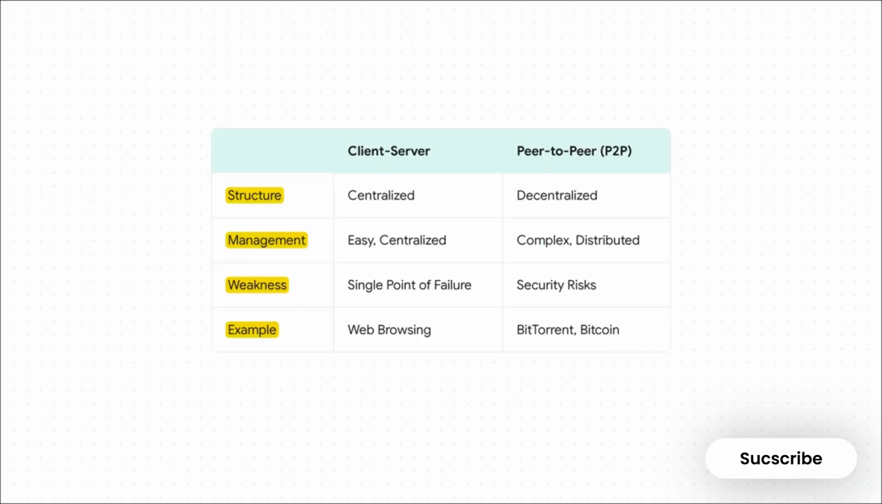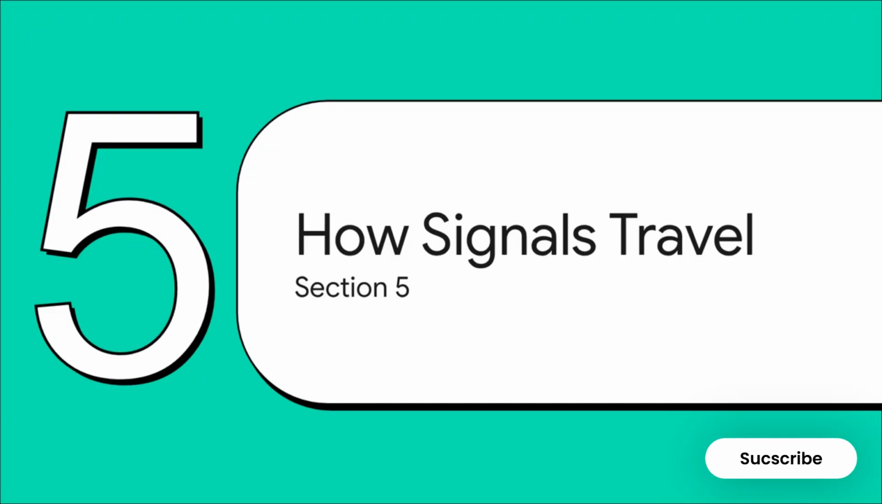Now, even though client-server is king, it's not the only game in town. The other model is called peer-to-peer, or P2P. Here, instead of one big central server, every computer in the network is an equal. It's both a client and a server at the same time. This is the idea behind things like BitTorrent or cryptocurrencies like Bitcoin. It's way more resilient because there's no single weak spot, but man, it's also a lot more chaotic and harder to manage.